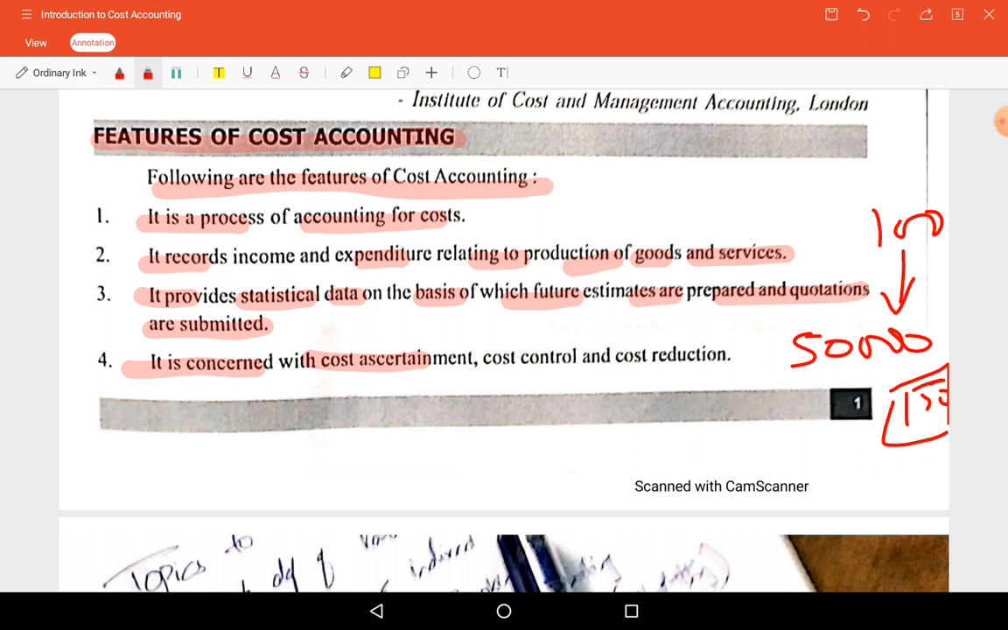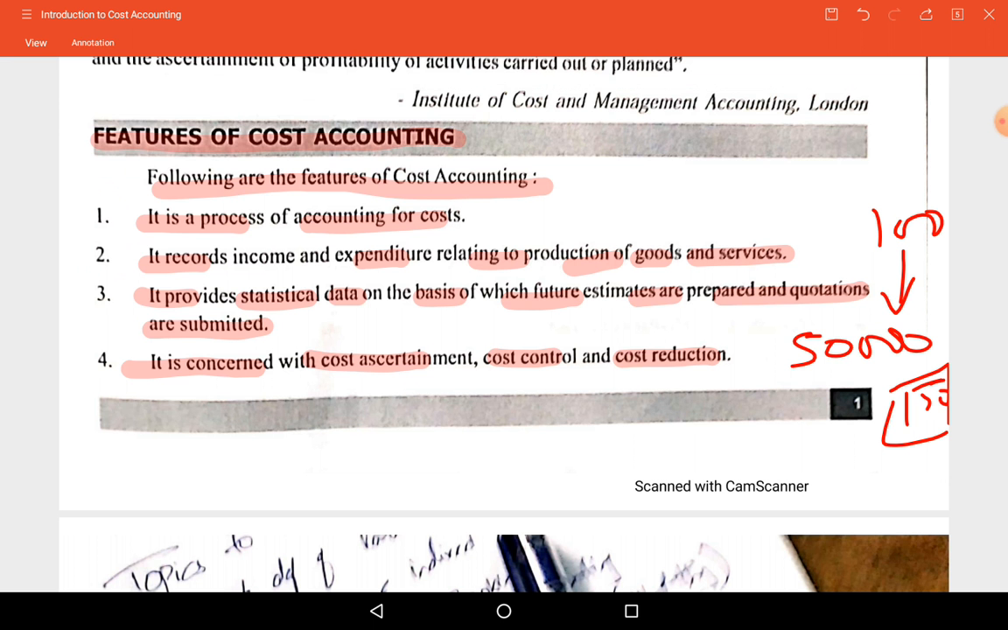It is concerned with cost ascertainment, how much cost is incurred, cost control and cost reduction. The main focus of cost accounting is how much cost is incurred, that is called cost ascertainment. And control the cost, how to control the cost, so that if we control the cost we can increase the profit. And cost reduction means how to reduce the cost. For that cost accounting will use different techniques and methods, those will be understood later. These are the features of cost accounting and this is already discussed, so that is why I am making a quick revision. So this is over already.